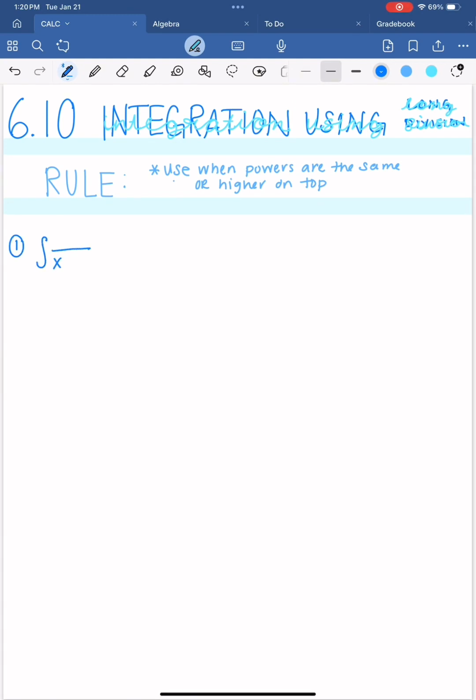Okay, so let's look at this first example here. We are going to have the integral of x plus 2 over x minus 5 dx, and you can see right there that the powers match. I'm highlighting them in purple. So we're going to go ahead and divide the denominator into the numerator. You can use synthetic division, but I just use long division because I want to.